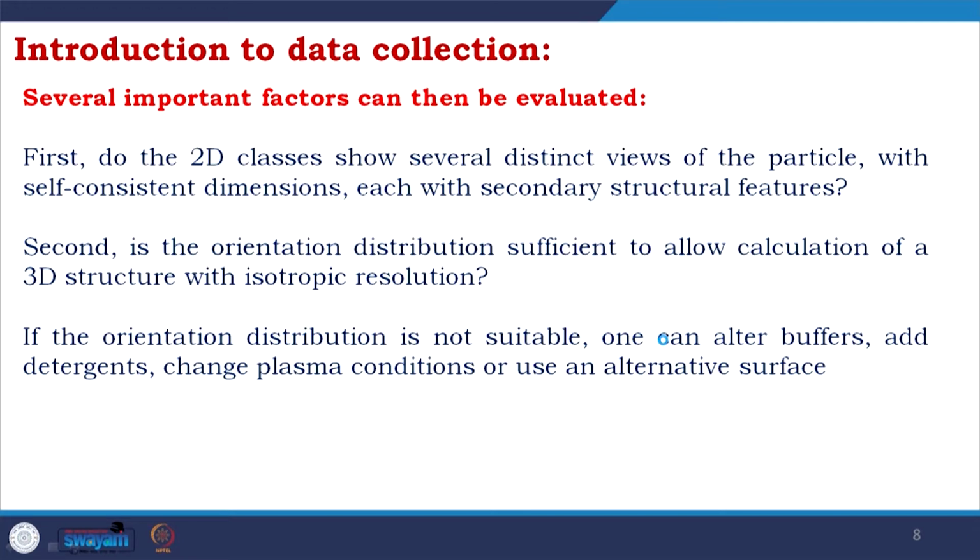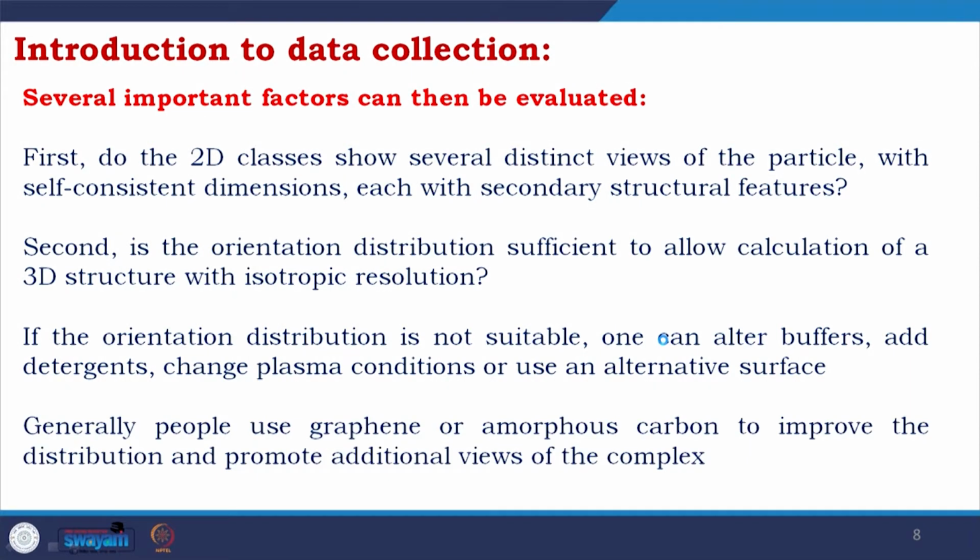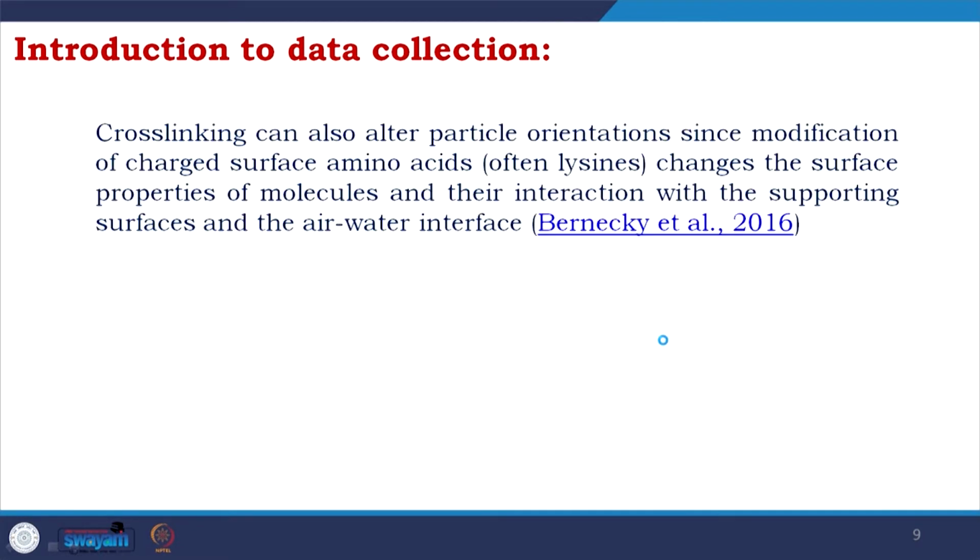If the orientation distribution is not suitable, one can alter buffers, add detergents, change the plasma conditions or use alternative surface. Those are the options we have. Generally, people use graphene or amorphous carbon to improve the distribution and promote additional views of the complex. Cross-linking, which we talked about in the previous class, can also alter particle orientation, since modification of charged surface amino acid, most often lysine, changes the surface properties of the molecule and its interaction with the supporting surface and the air water interface.